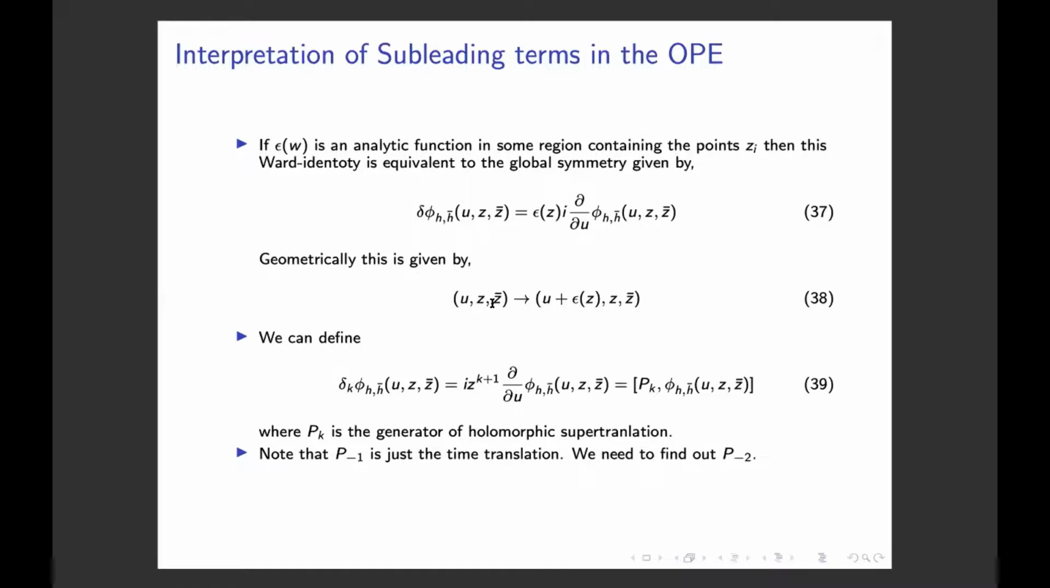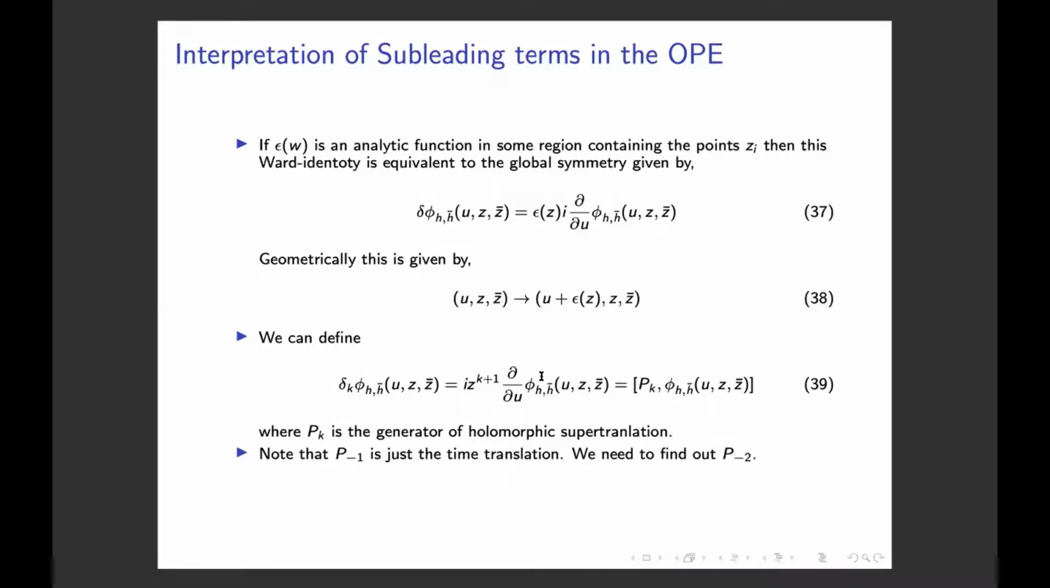And we can also define this in terms of modes. That is, I can define a delta_k acting on phi, with h bar as I. I can take epsilon(z) to be z to the power k plus 1, and define this as I z^(k+1) del_u. You can formally define a commutator of P_k with phi, which is just given by this I z^(k+1) del_u acting on this. So this P_k is the generator of the holomorphic super translation.